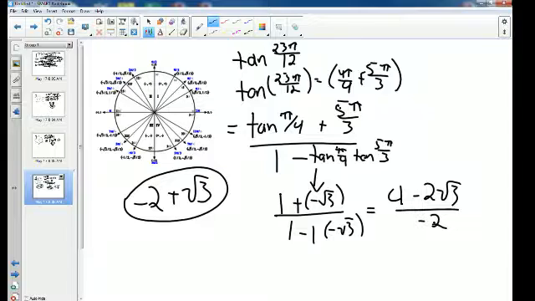But I hope this was able to help you meet the objective. You should now know how to use sum and difference identities to solve trigonometric problems using cosine, sine, and tangent.